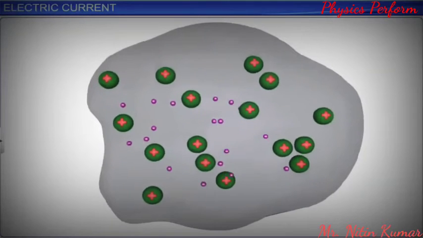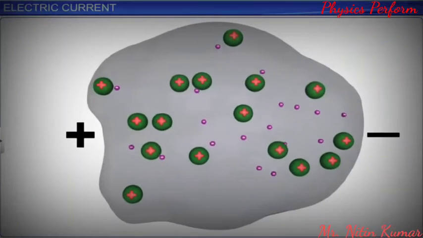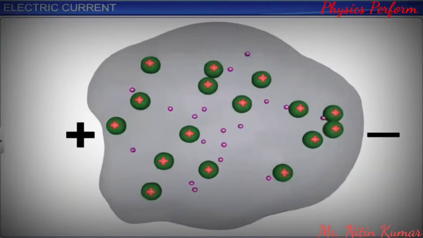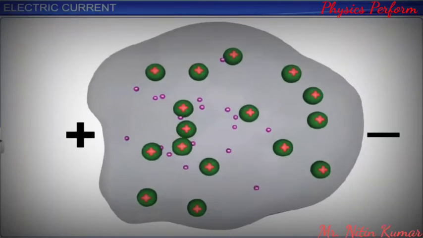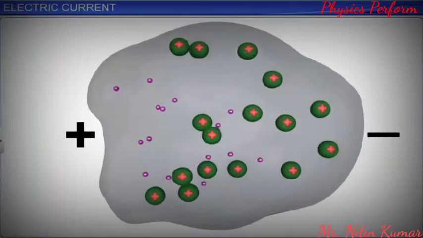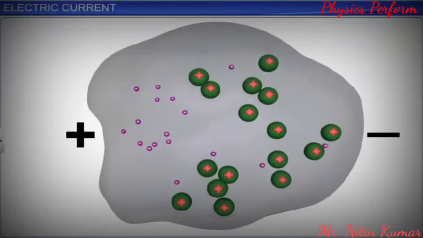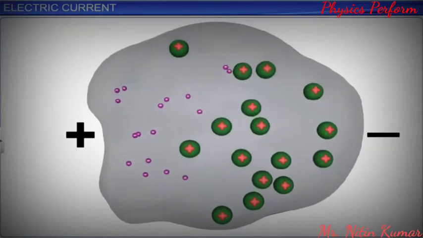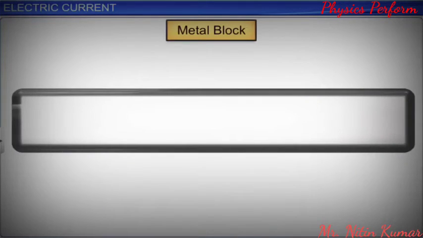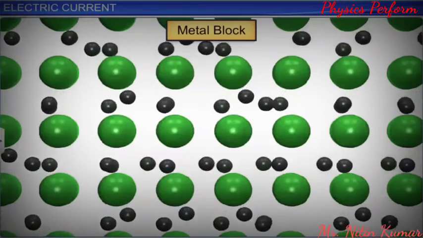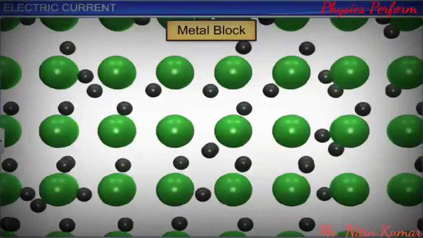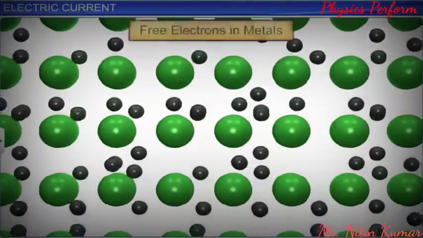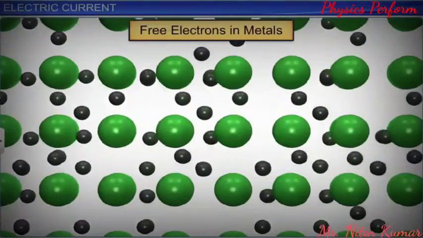When an electric field is applied to the enclosed space, the random motion of the charged particles is changed to unidirectional flow that constitutes an electric current. In metals, some electrons are practically free to move within the bulk material. These electrons are called free electrons.